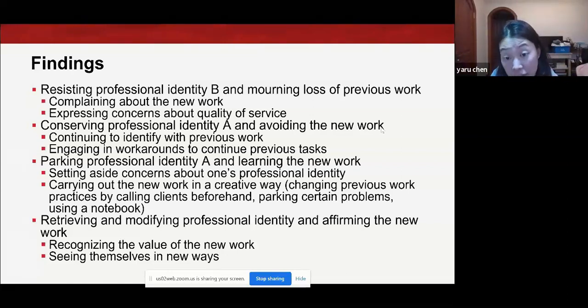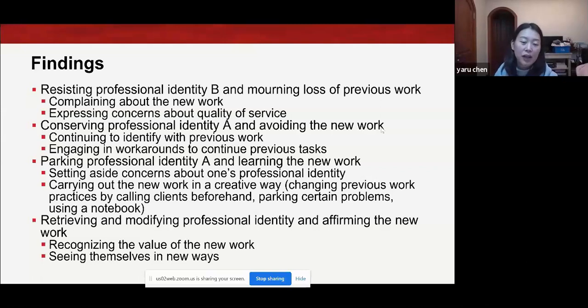And similar to the previous problem, some of the professionals found that using a notebook to take note of the process, where they are and what else is needed to do for these clients, is really helpful in working in the new way. So the final stage is once the professionals are accomplished what they have for the new role, they retrieve and modify their professional identity.